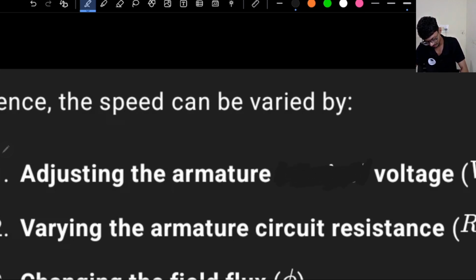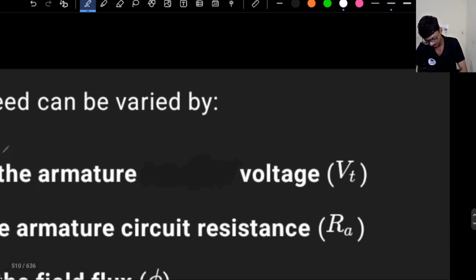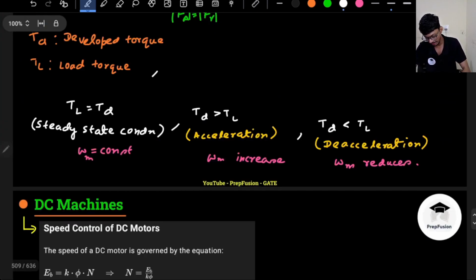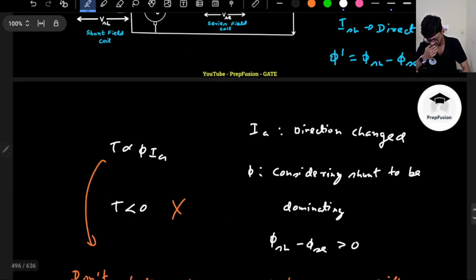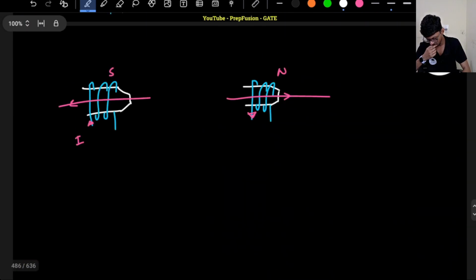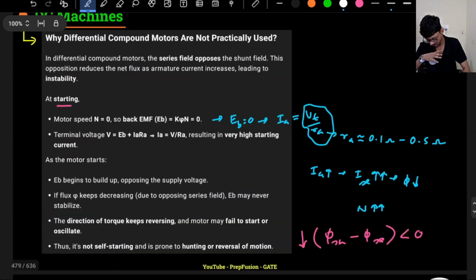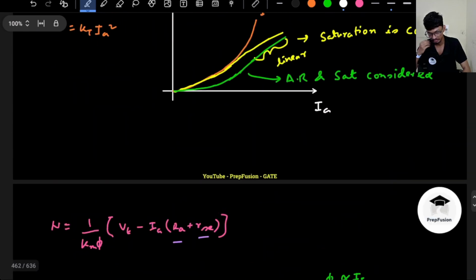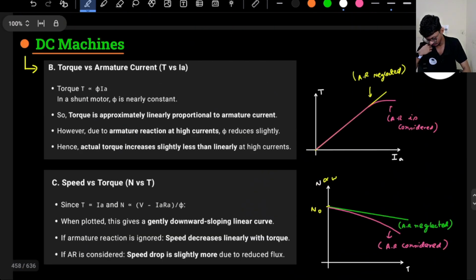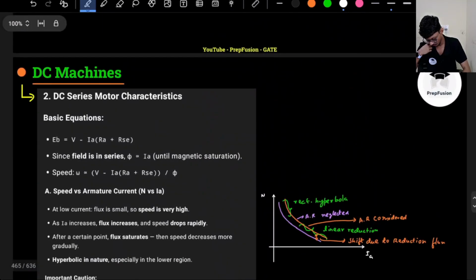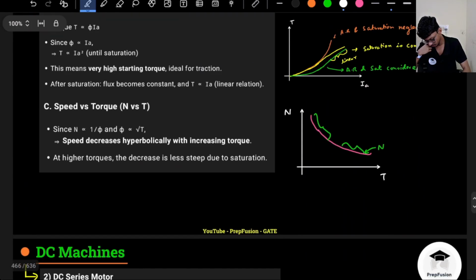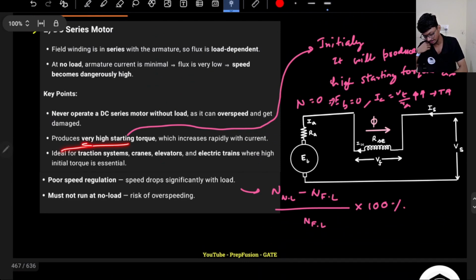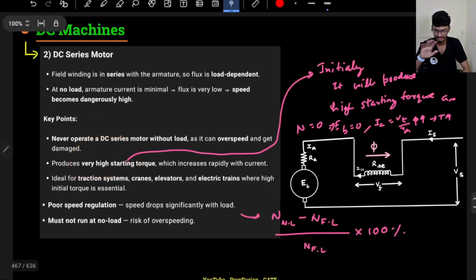One more thing I forgot to mention in the previous lecture. It's a very huge blunder from my end. In the previous lecture I discussed the starting torque of the series motor, right? Just a mistake on my behalf. I told that series motor does not have high starting torque. That was a mistake. Series motor actually has very good high starting torque.